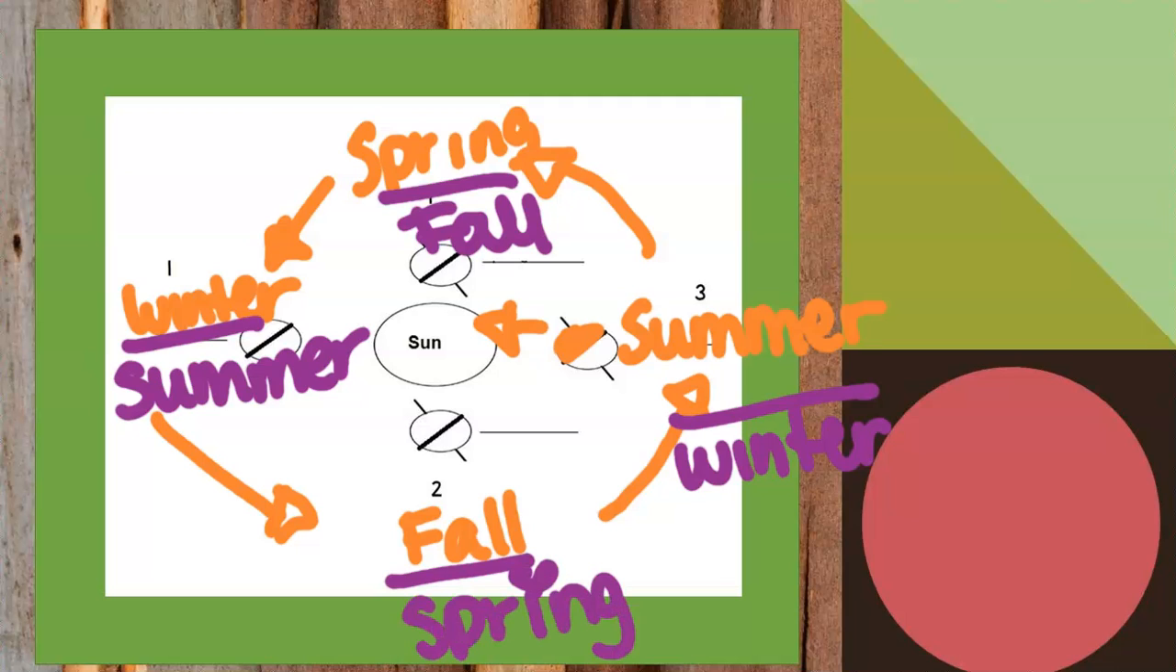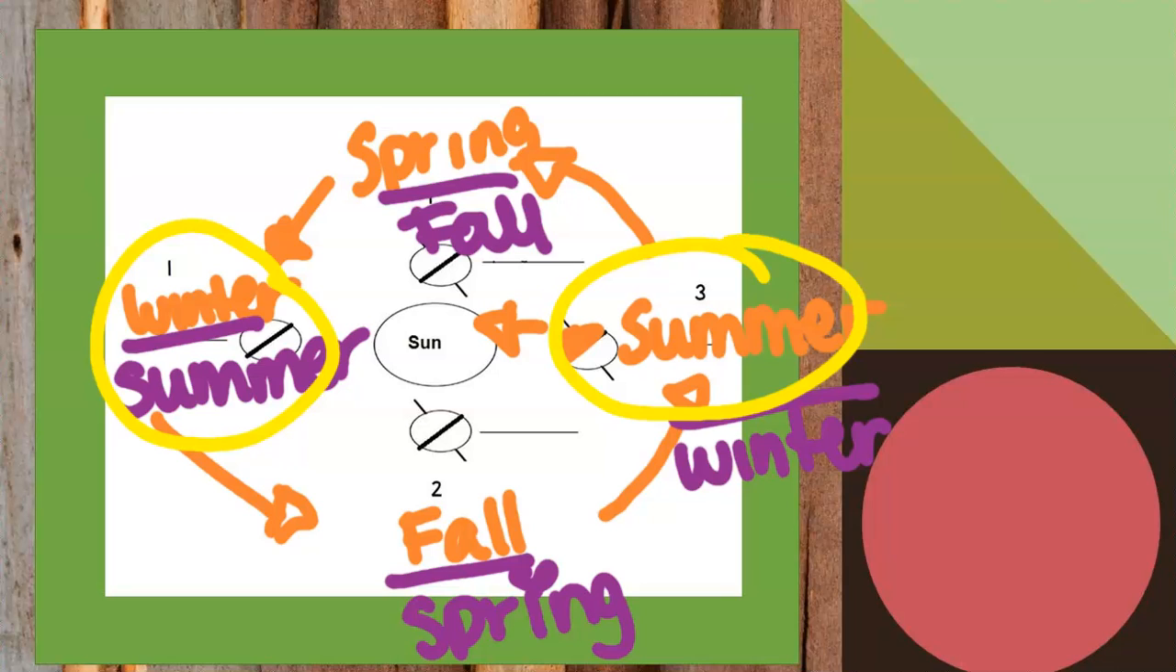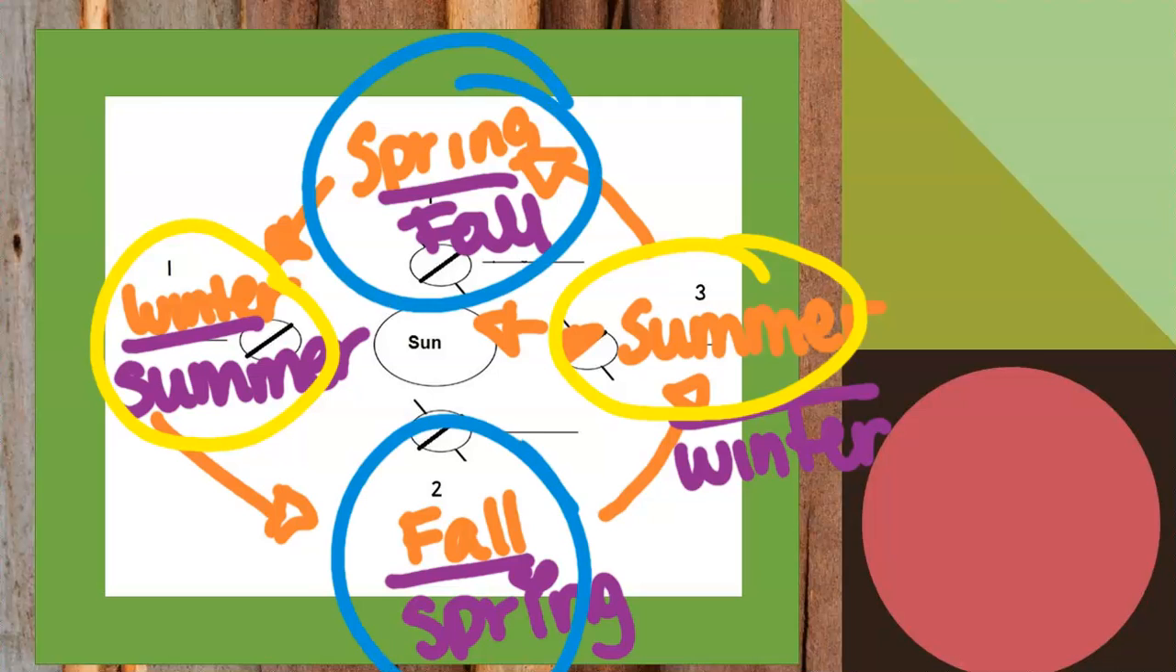Okay, so these are going to be the two main models that we look at. In both models, you see that summer and winter are only identified on the sides, and then fall and spring are only identified on the top and bottom, but it does change based on the tilt of the Earth. So that's always the first thing that you want to look at when you start to label a model.